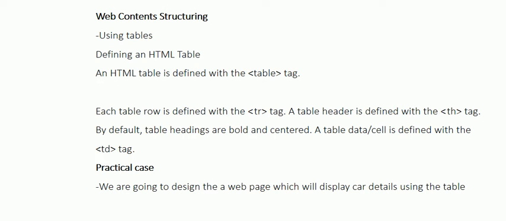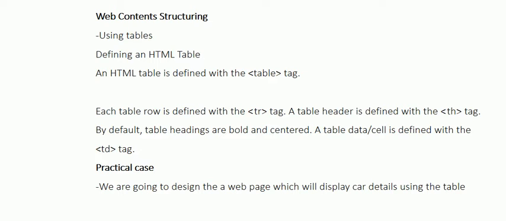We're going to learn about web content structuring using tables. Alright, so an HTML table is defined with the table tag, and each table has a row, which is represented with the tr tag, and it also has table data, which is represented with the td tag. In the td tag, this is where you put the information that will be displayed on the web page. In the table header, this is where you put the headings of the table.